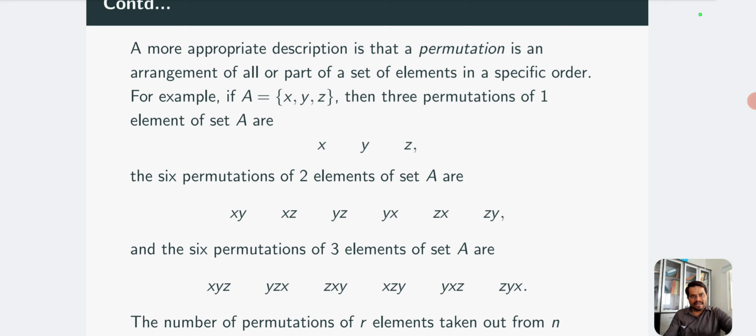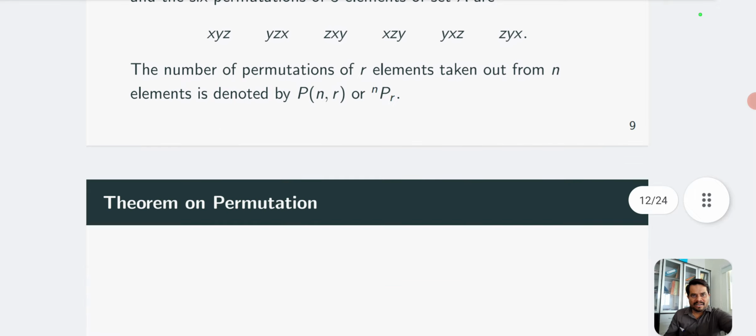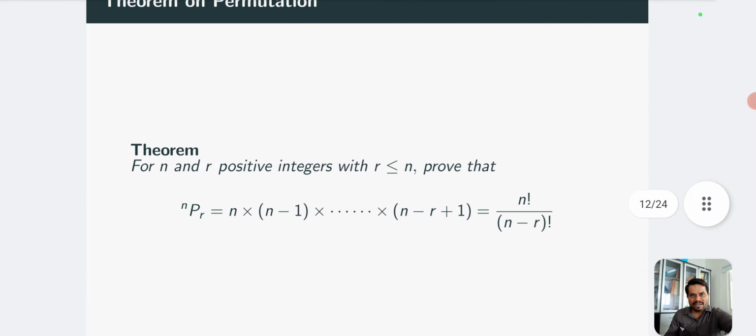Now let us see one result or theorem on this permutation. The statement of this theorem is: for positive integers n and r with r less than or equal to n, we have to prove the result nPr, which is the notation of a permutation. nPr is equal to n × (n − 1) × ... × (n − r + 1), which is equal to n! / (n − r)!.